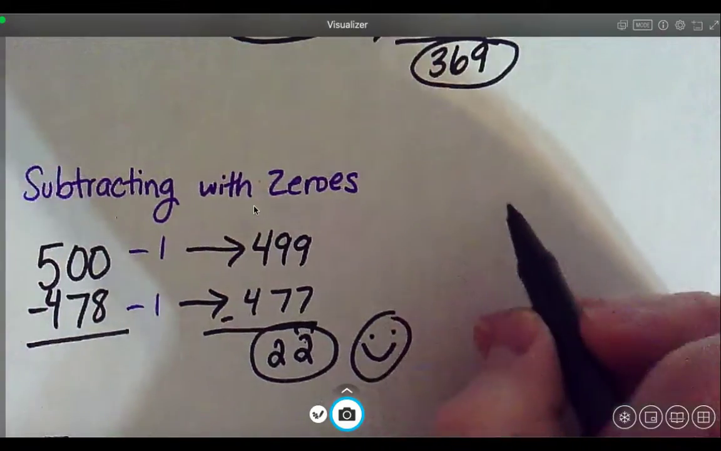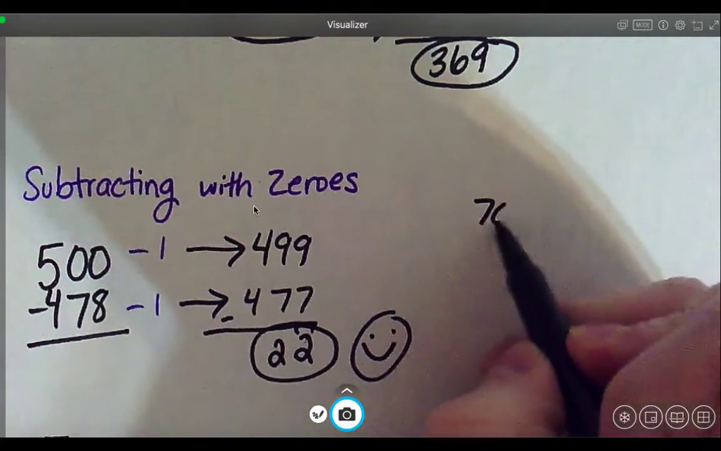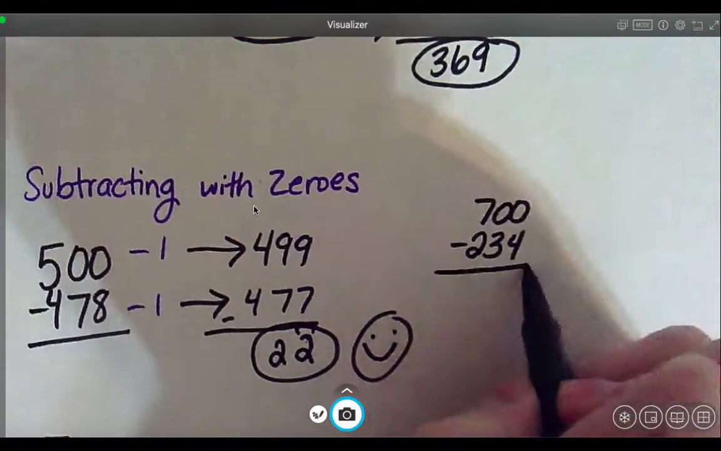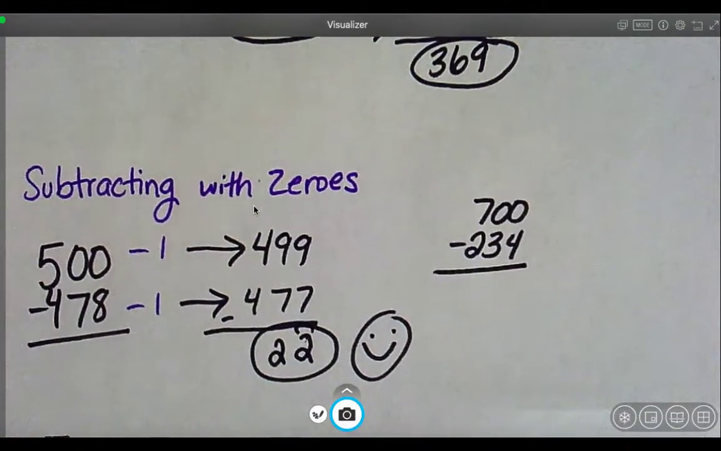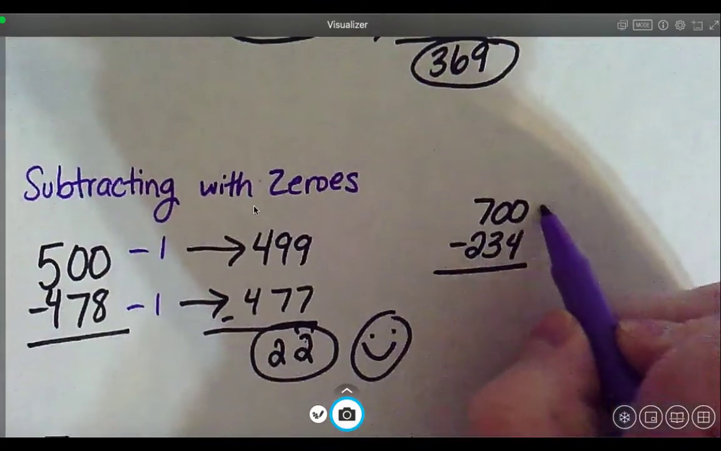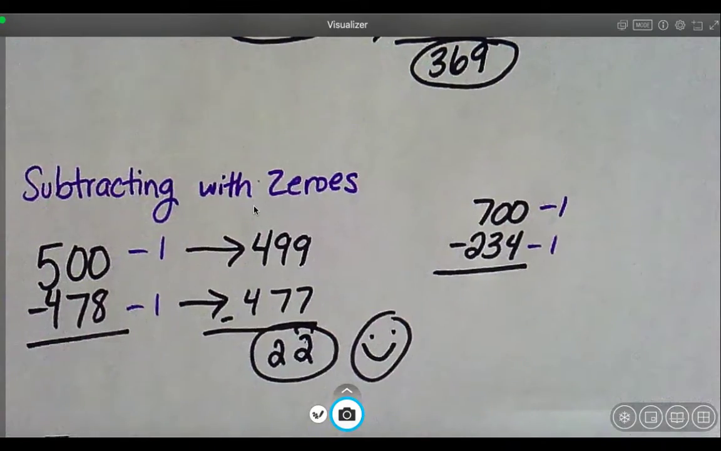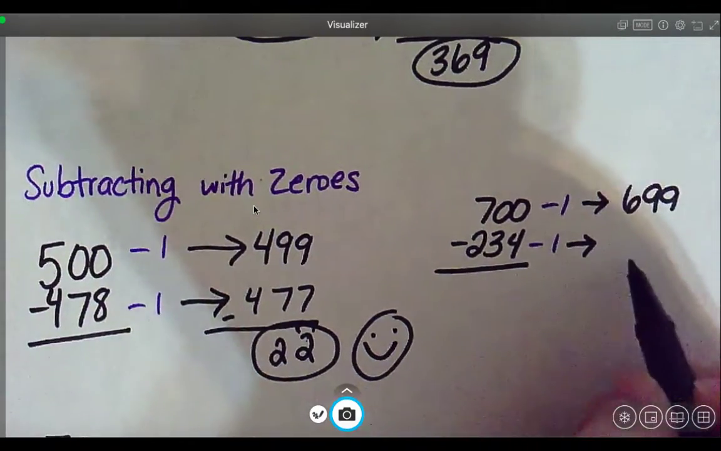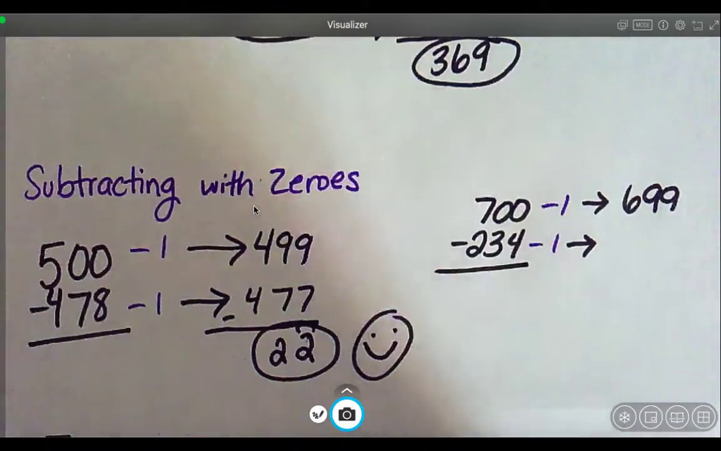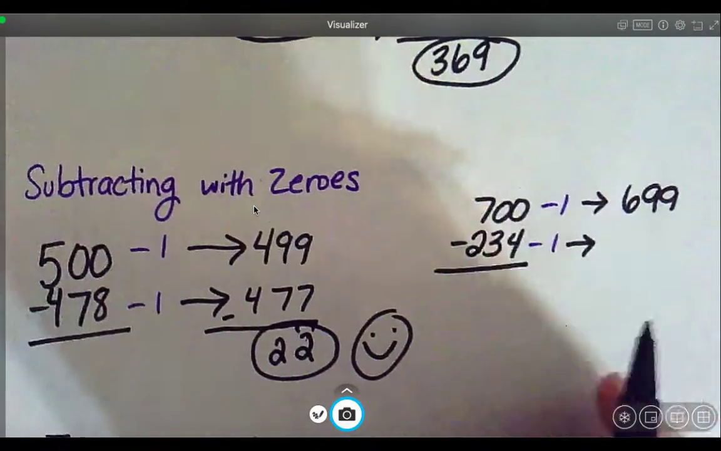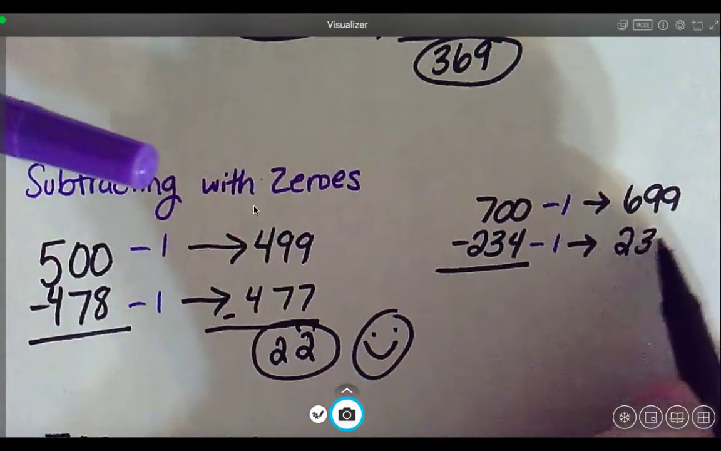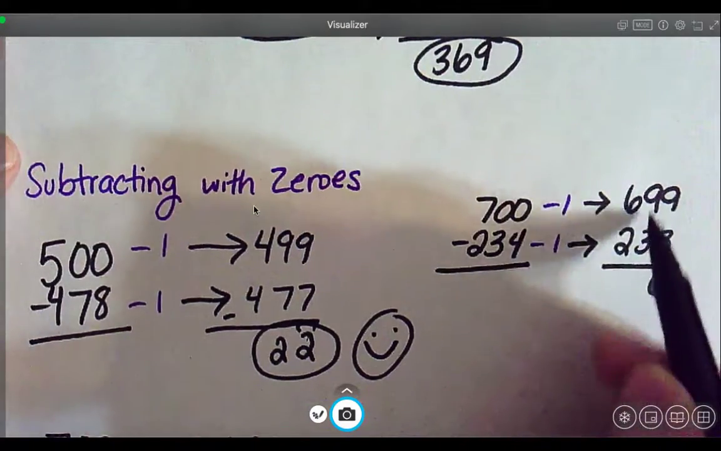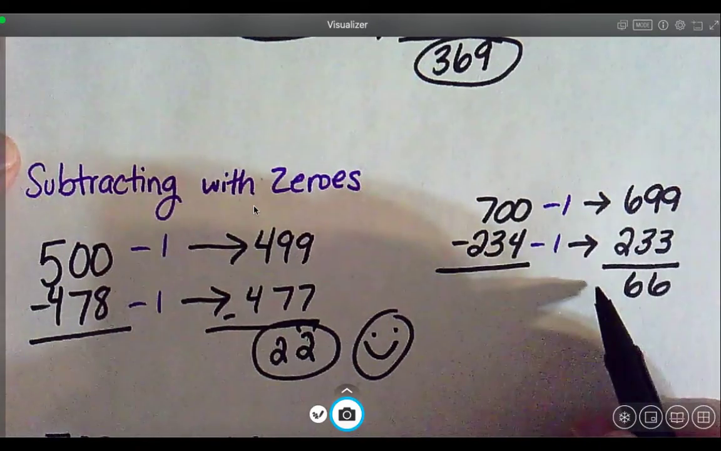All right, I'm going to do one more example with this strategy. I'm going to do 700 minus 234. And I'm going to start by subtracting 1 from my top number and my bottom number. And I'm going to get 699 minus 233. Now I can easily subtract, and I'm going to get 466.